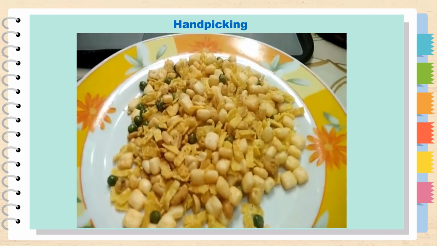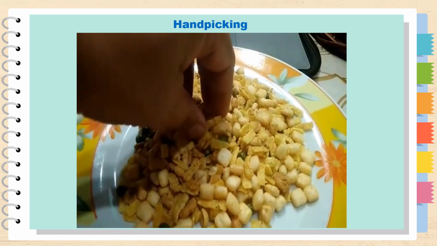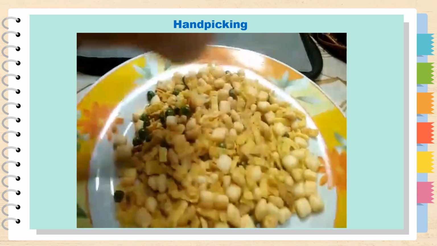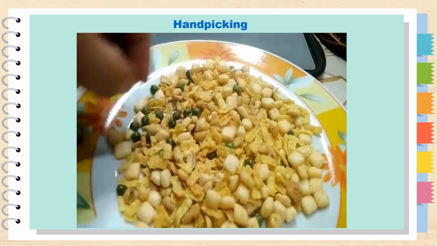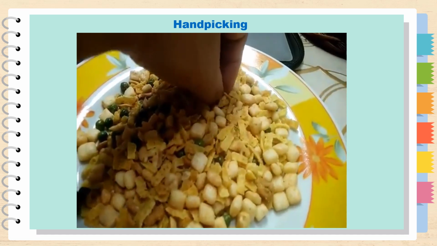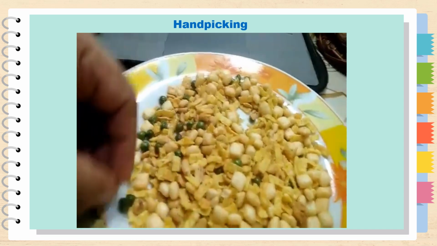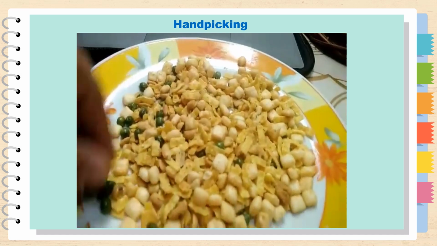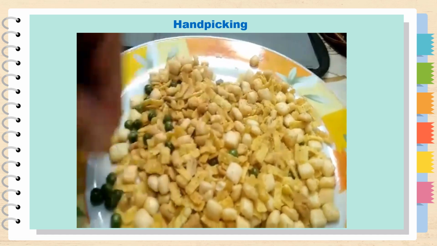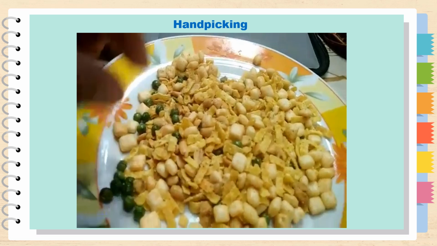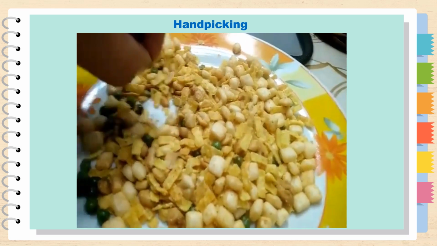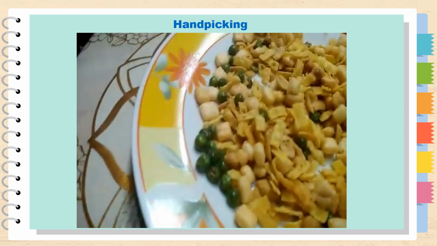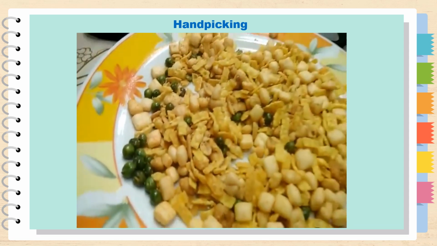As we can see, we have here a mixture of nuts. We have also green peas and corns. Some are chips. So as you can see, the mixture is separated by the bare hands by picking some components of the green peas, components of the chips, and nuts. So the technique used in separating the solid components of a heterogeneous mixture is hand picking.